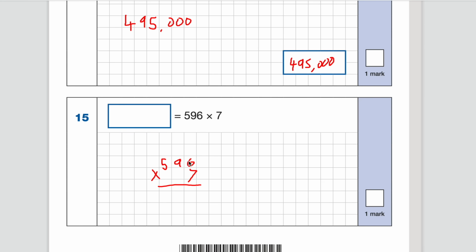So what's 7 times 6? The answer is 42. We put our 2, carry the 4. 7 times 9 is 63, plus the 4 is 67. Put the 7, carry the 6. I'm going to put it up there because my computer only draws them quite big. I would normally have them a bit smaller, so I want it out the way. I want to remember I've used this. What is 7 times 5? The answer is 35, plus 6 is 41. So our answer is 4,172.